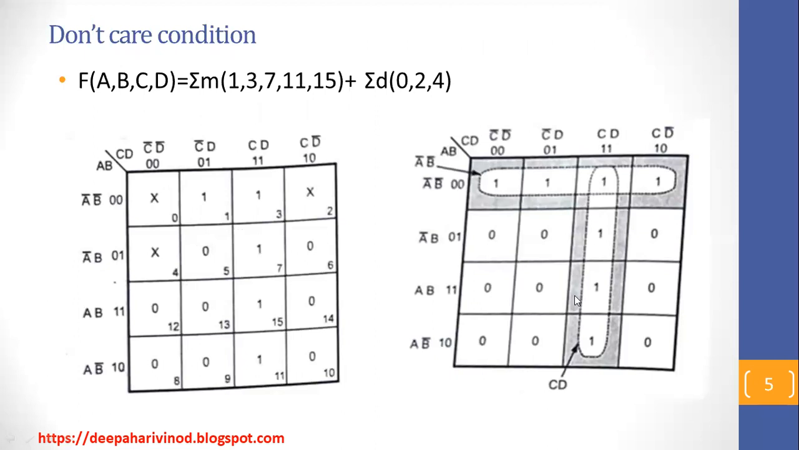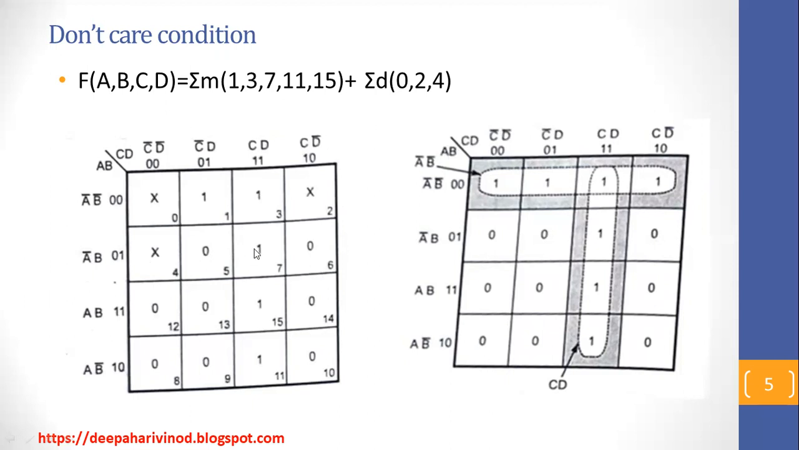Next, let me check the don't care condition for a 4 variable K-map. Here the question is given, and I have notated summation d, that means don't care. That should be marked in 0, 2 and 4. See, check, either I can mark it as phi or x. Here 0 is don't care, 2 don't care, and 4 is don't care.